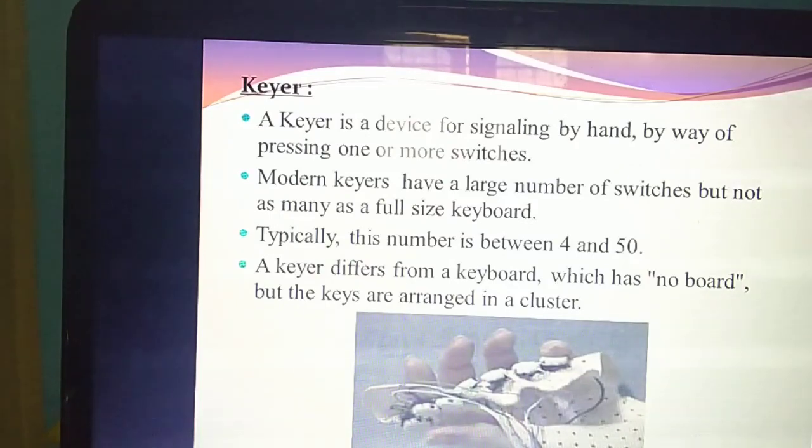So till now, this input device section is over. Understand? Now next we are going to study about output devices. Before we study output devices, just recall what input devices you have studied. What's the first input device you have studied?